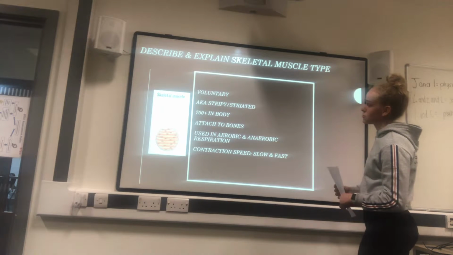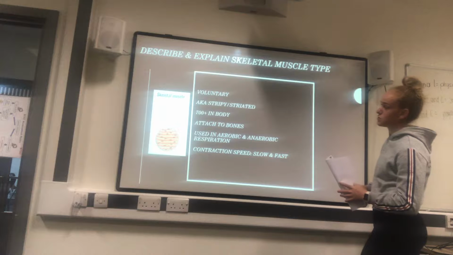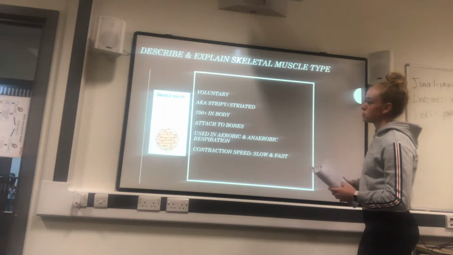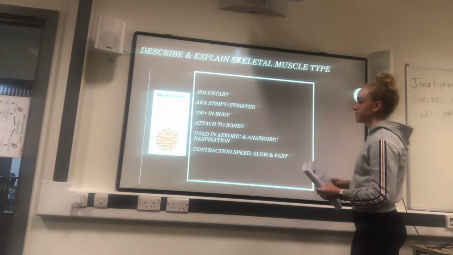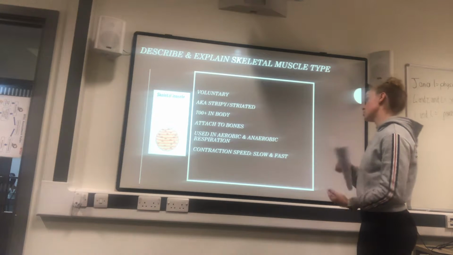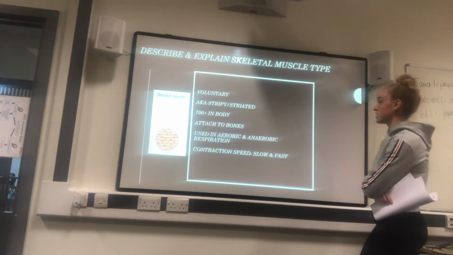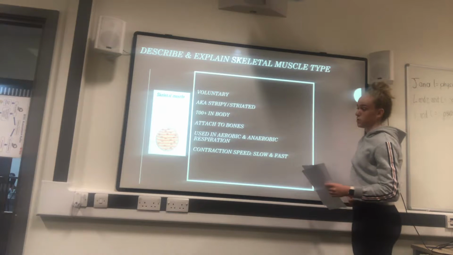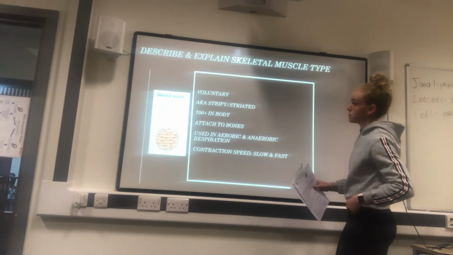The skeletal muscle is voluntary, so we choose when to use them. It's also known as striated muscle. There's more than 700 in the body. It's attached to bones, which causes the movements. It's used in aerobic and anaerobic respiration, and its contraction speed is slow and fast. Next.